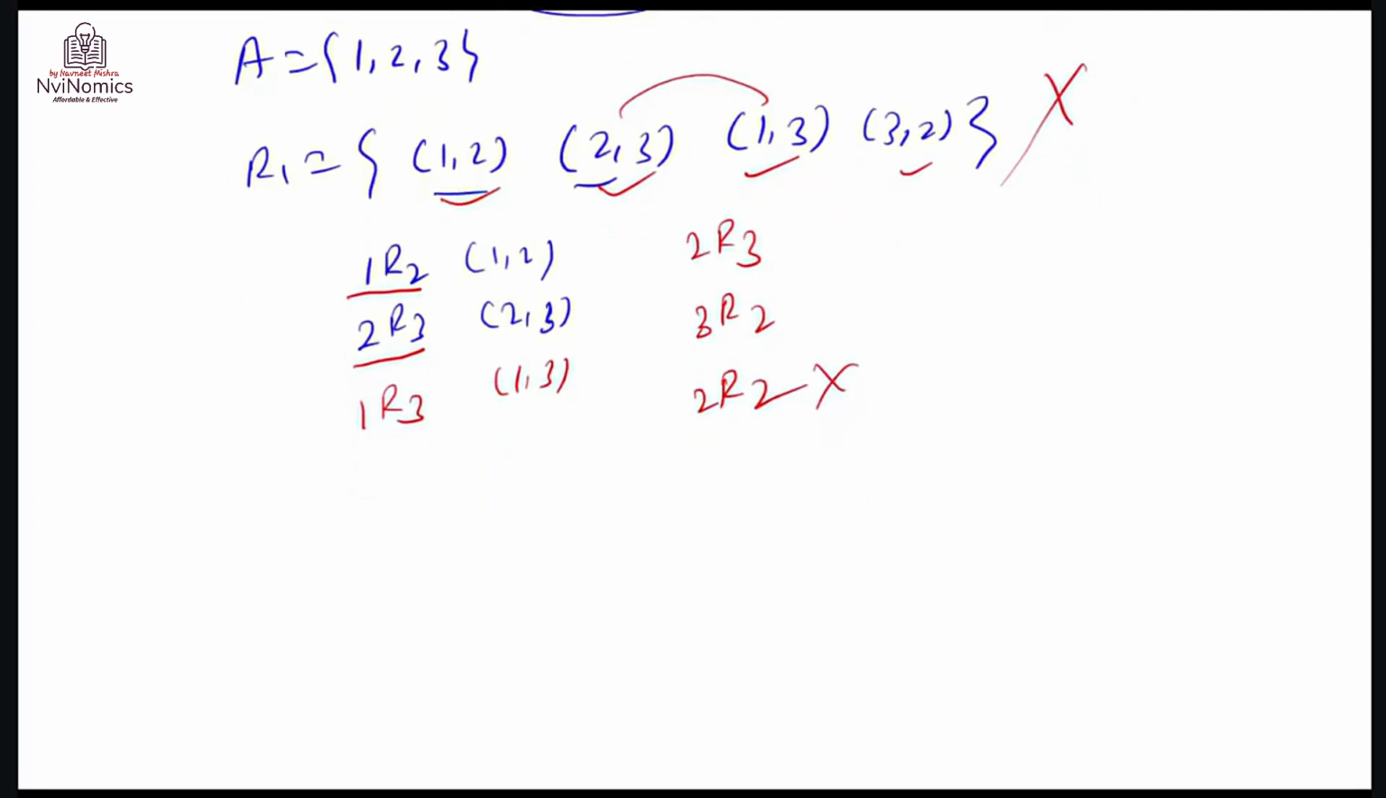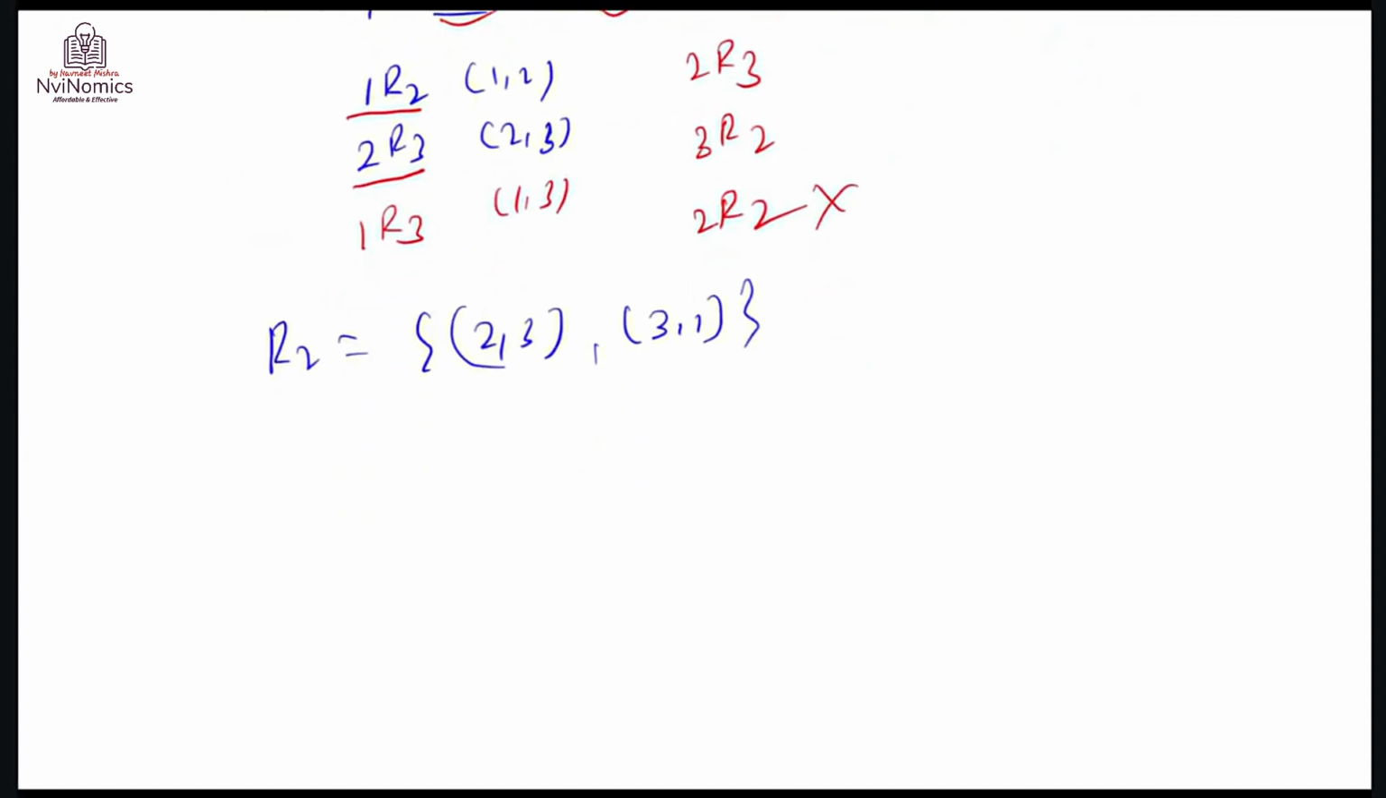Now I'll take another example, R2. R2 is going to be equal to {(2, 3), (3, 1)}. So you can see that (2, 3) is related to R2, fine. Then let me write down in this way. 2 is related to 3, 3 is related to 1. It means that 2 must be related to 1.